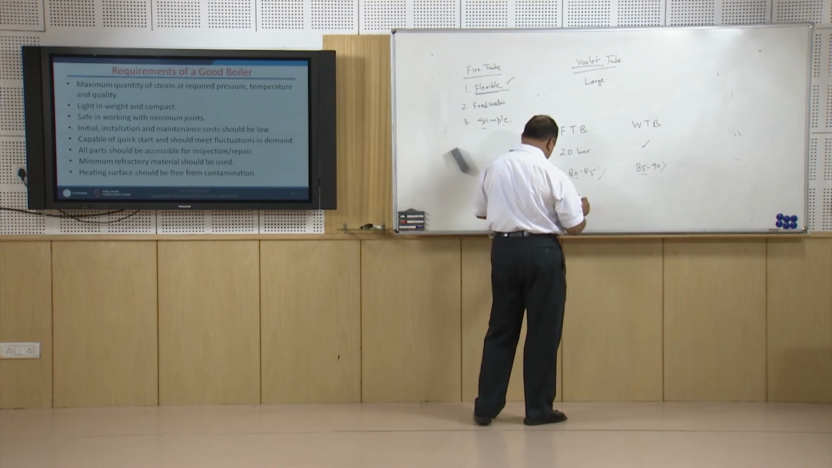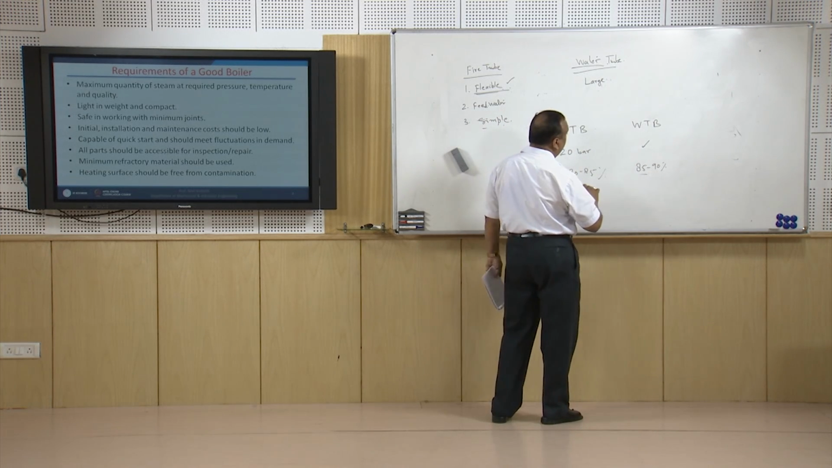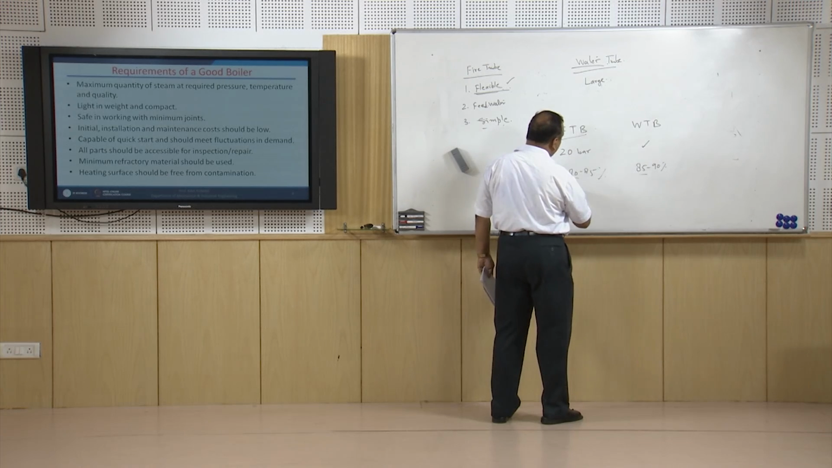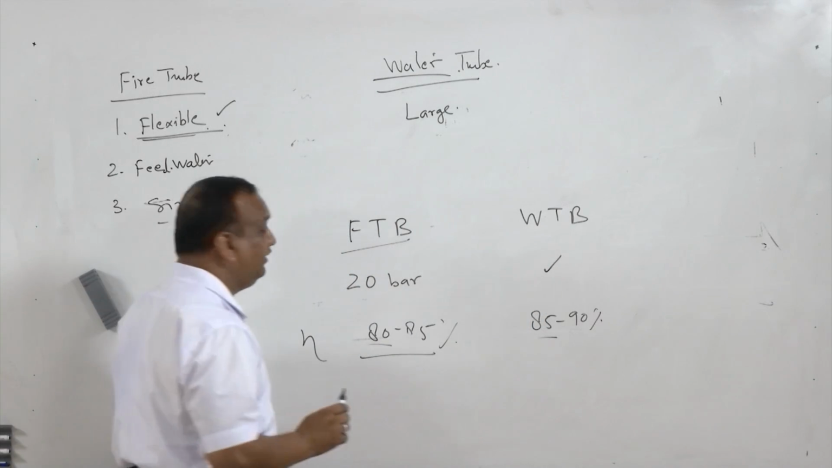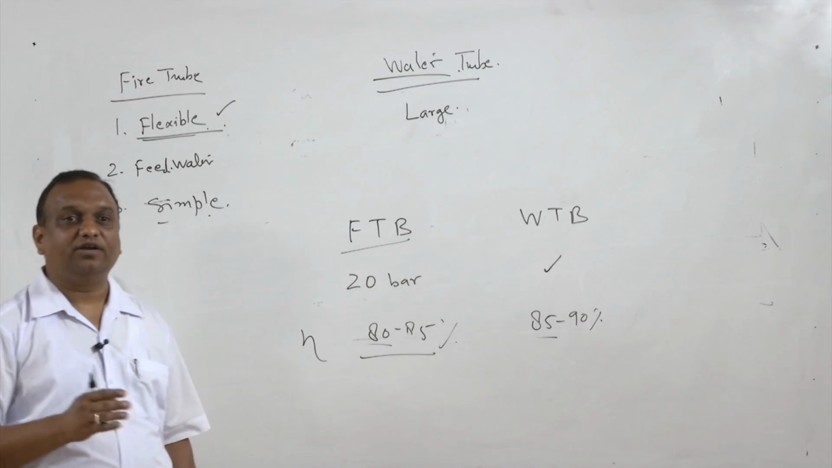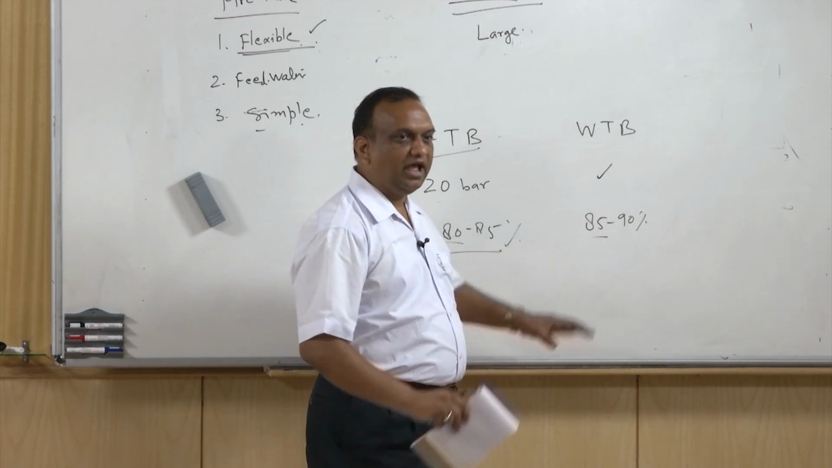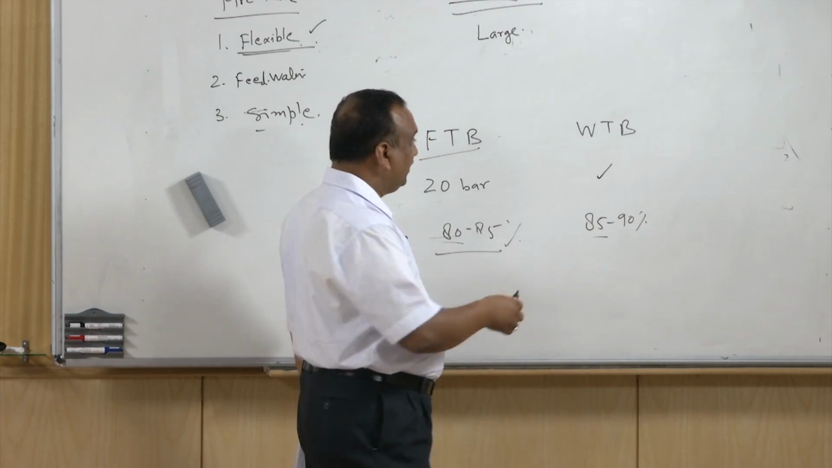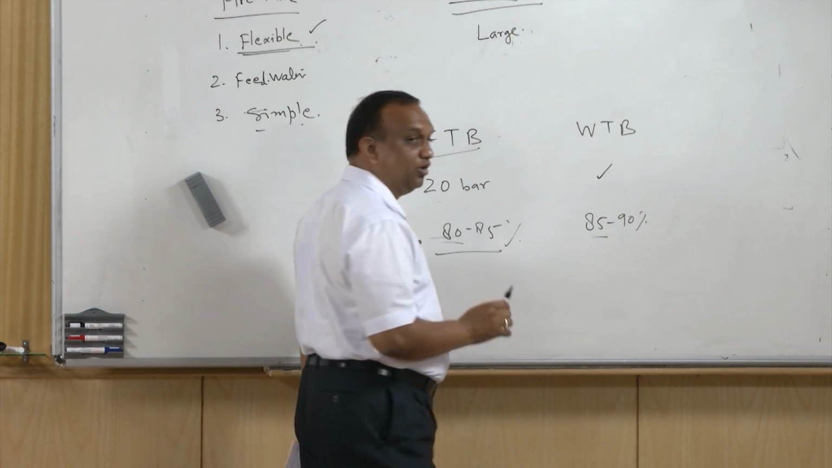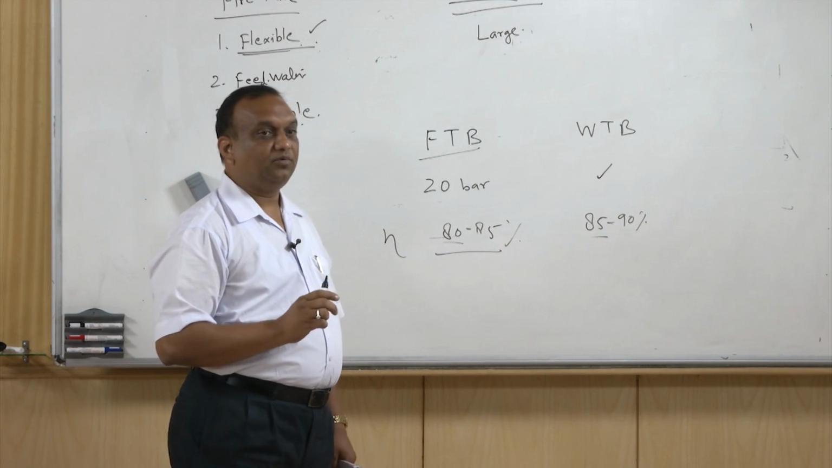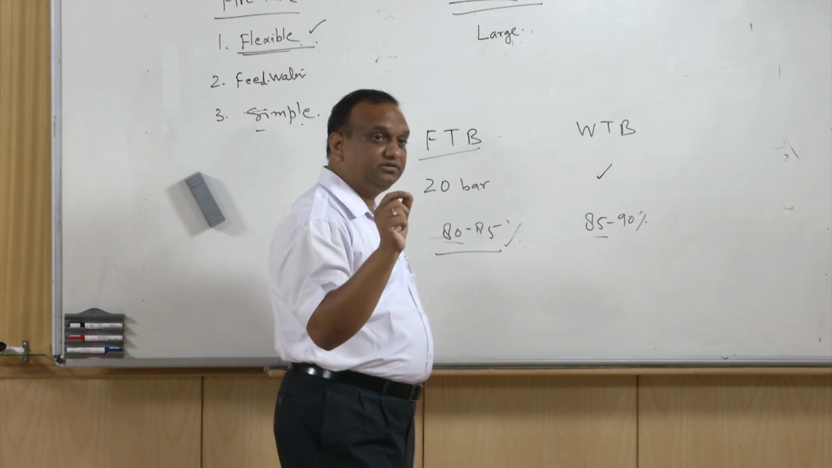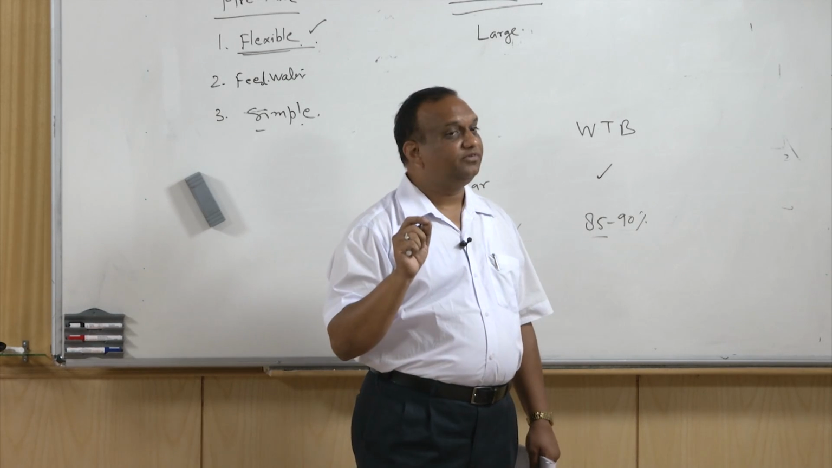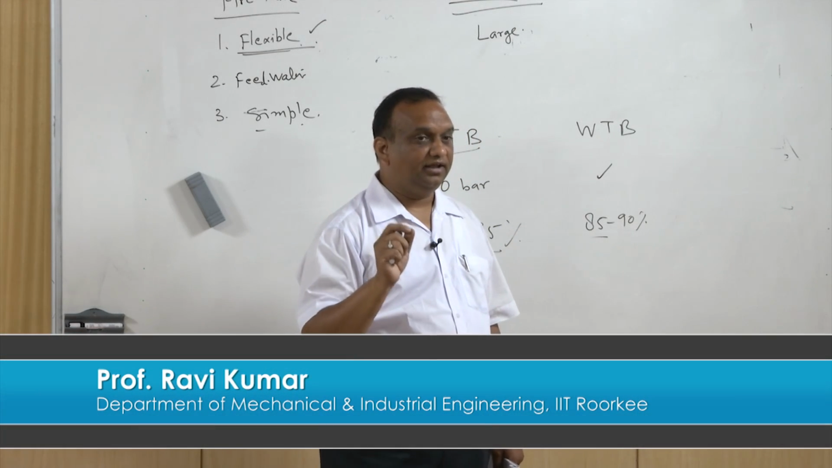Inspection is easier in a fire tube boiler. In a water tube boiler, because there are a number of tubes, inspection has to be frequent, and thorough inspection has to be done. Basically the problem is scaling, that has to be taken care of.